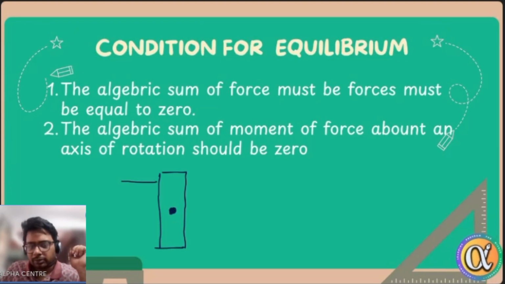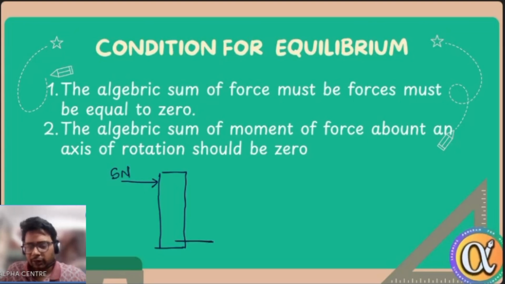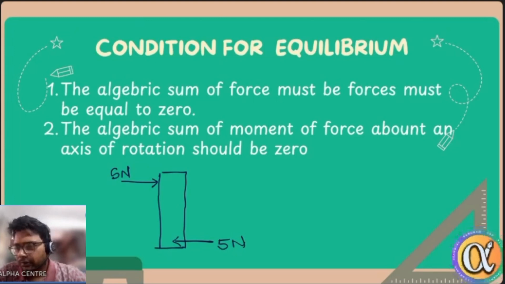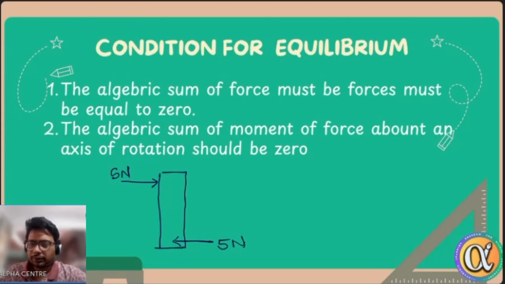Let's apply two forces on this object. Or let's say it's not even fixed. There's an object like this. We are applying two forces on the object, like this 5 Newton in this direction and another 5 Newton in this direction. Can you tell me what is the net force on the object? Net force is zero.